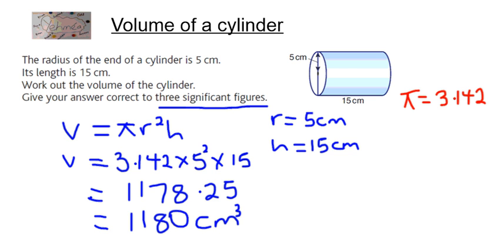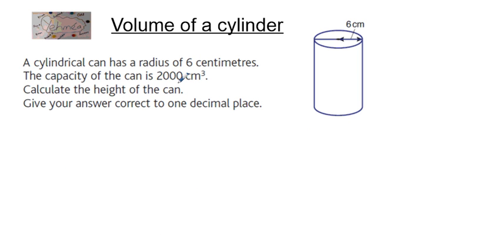Okay, let's try another example. In this example, we're looking for the height. So let's call the formula again. It's best you call the formula every time. So the volume V is pi r squared h. Okay, but we are told to calculate the height of the can. Okay, and we are rounding to 1 decimal place.